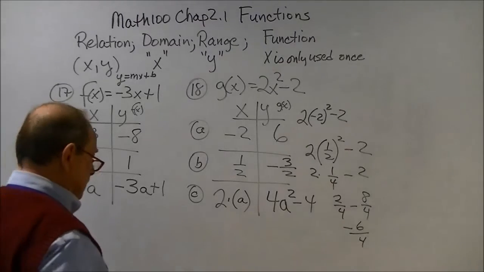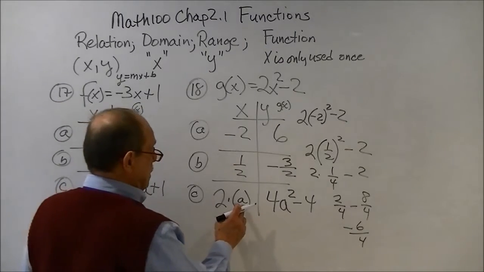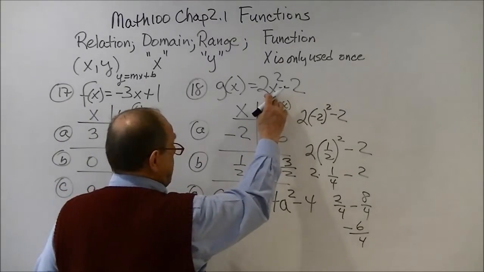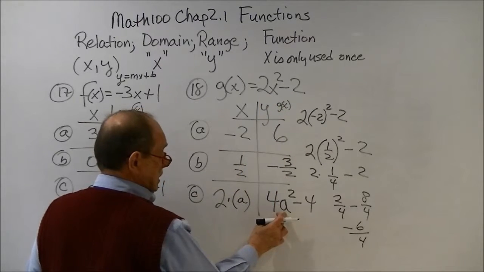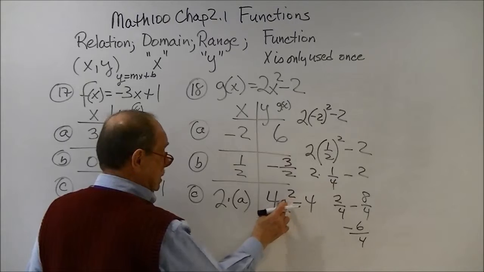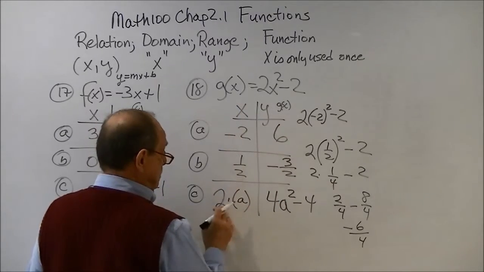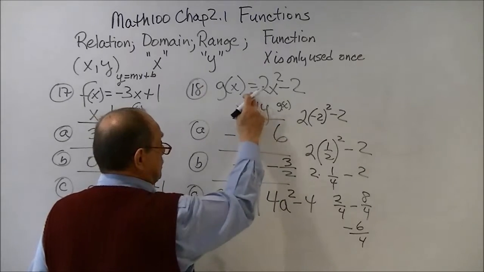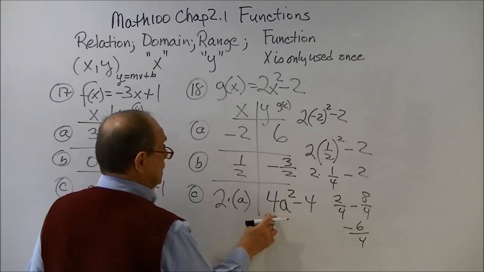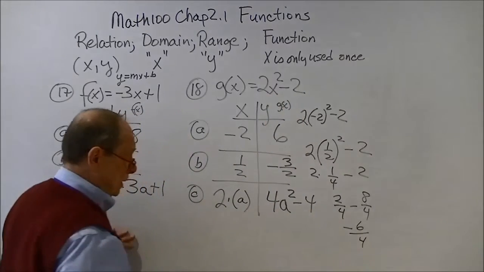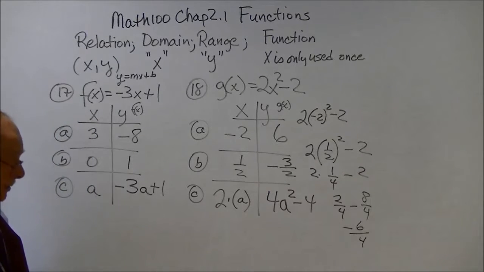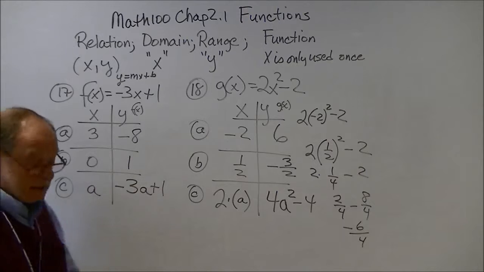Now this next one's a little tricky. So we're going to substitute the a where the x is. And that gives us an a squared. And then we're going to multiply it by 2. So 2 times 2 is 4. And 2 times a negative 2 is a negative 4. So those are the answers. And again, lots of stuff going on here.